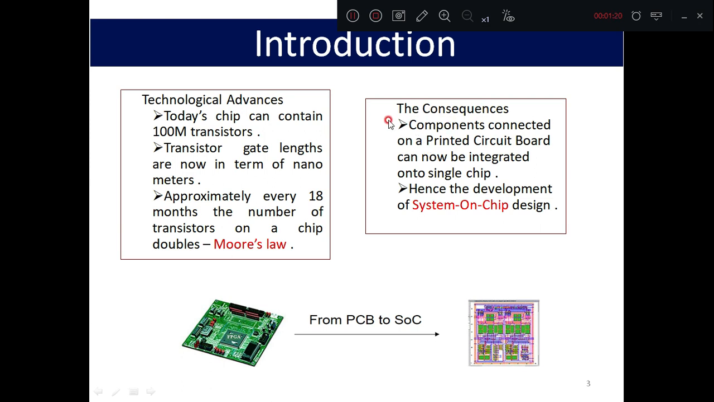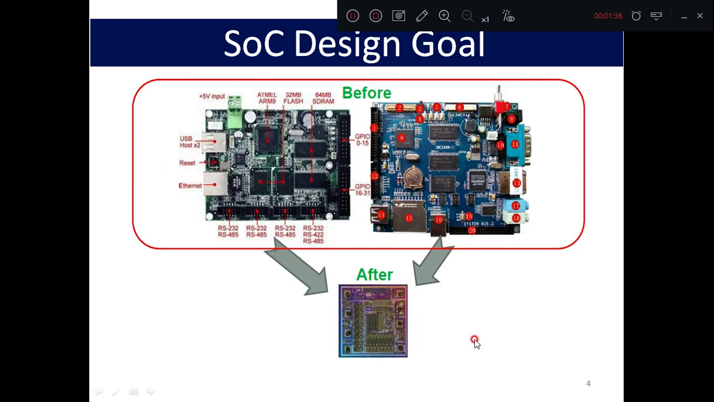Now what are the consequences? The consequences are that components connected on the printed circuit board can now be integrated onto a single chip, hence the development of system on chip design. Before it was PCB, now it is SoC, that is system on chip. So this is the structure which was before, and now the SoC structure is like this. All are integrated onto the same chip.